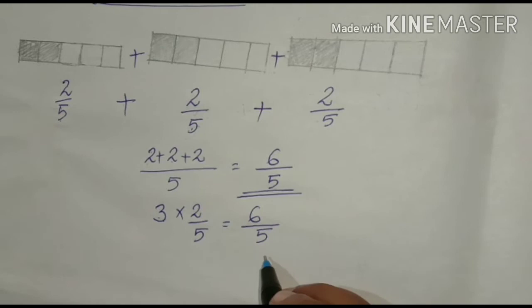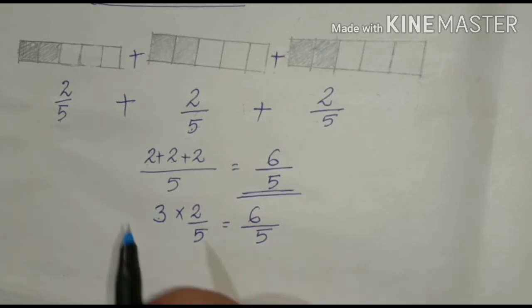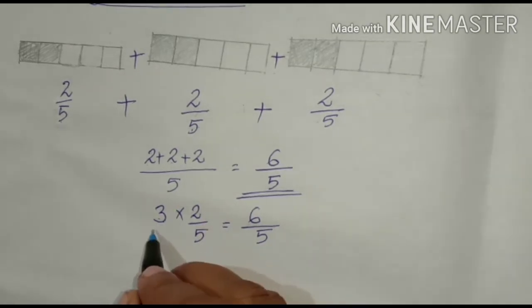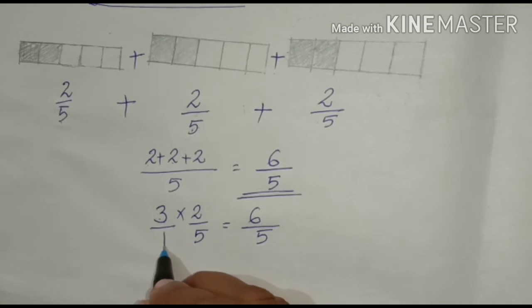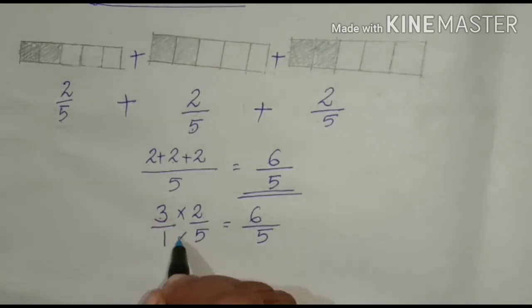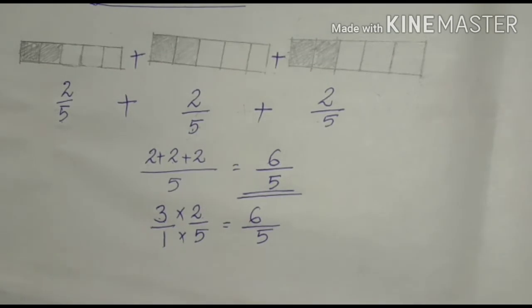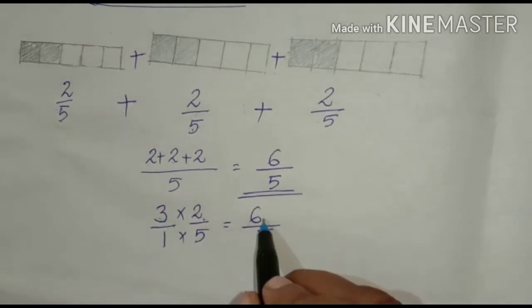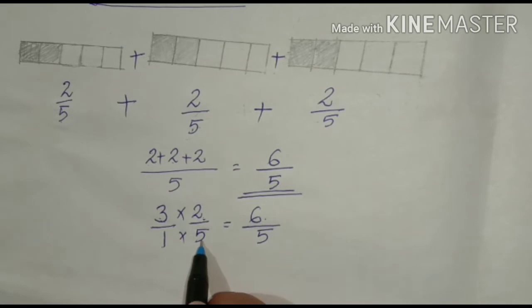Okay? Or otherwise, we can write 3 equals 3 by 1. 3 means 3 by 1. Multiply the numerators and also multiply the denominators. 3 into 2 equals 6. 1 into 5 equals 5. Clear?